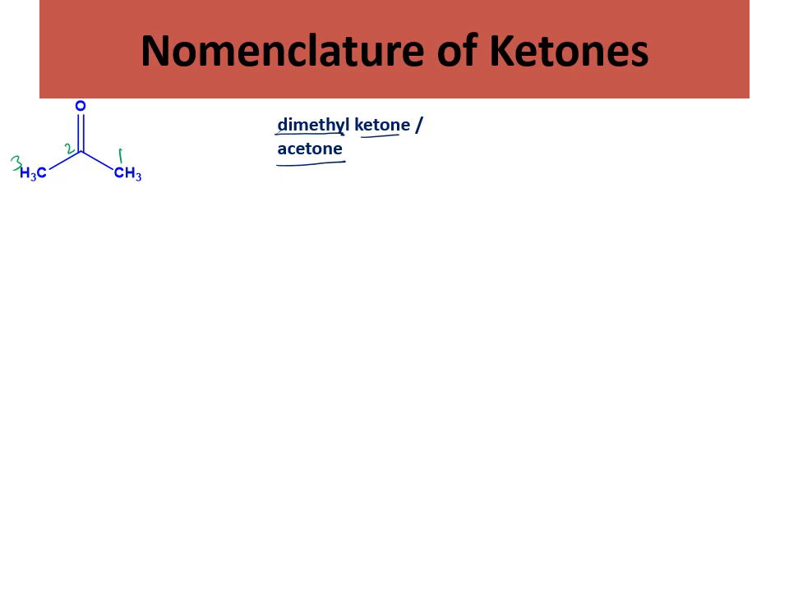We consider it is derived from propane, the parent propane, and because it contains ketone functionality, we will change that name propane into propanone. This last "one" suffix is obtained from the family name, that is the ketone family name. So the name of this molecule is propanone.